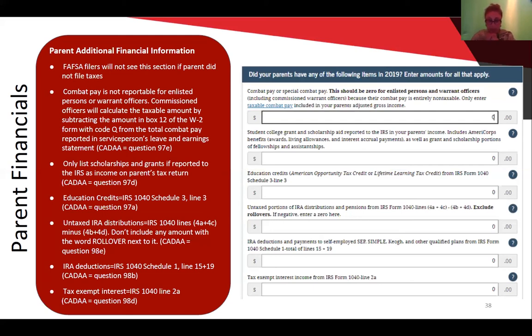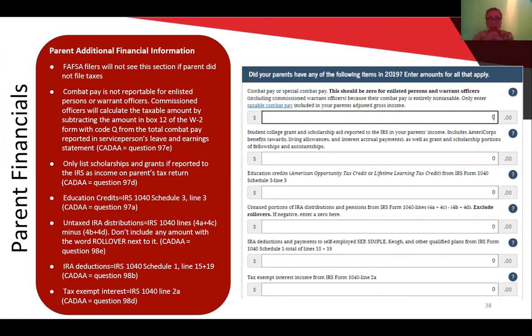The next question is referencing any college grant and scholarship aid that your parents may have received and that was reported on their tax return. Again, this is only taxable grants and scholarships and does not refer to any of the federal Pell Grant programs or Cal Grant program or any institutional grants that your parent may have received in 2019 if they were a student. This specific question does reference if your parents received any sort of AmeriCorps benefits or grant and scholarship portions of fellowships and assistantships, okay, that were not employment related. If they had any benefits like that, an amount would be entered here.